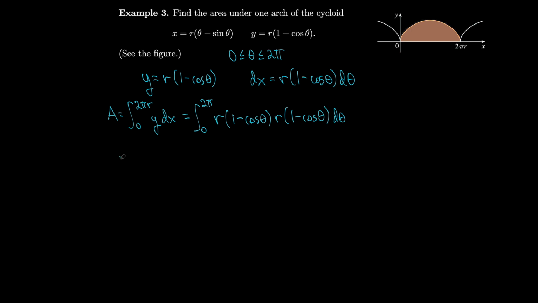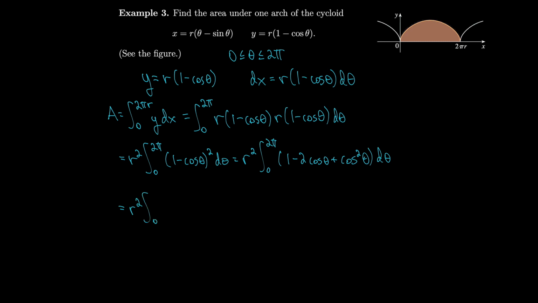We can pull out r squared. And we have the integral from 0 to 2 pi of 1 minus cosine theta, squared. We can rewrite that using FOIL. So we get 1 minus 2 cosine theta plus cosine squared theta. So we just have to integrate cosine squared. That's the only hard one.